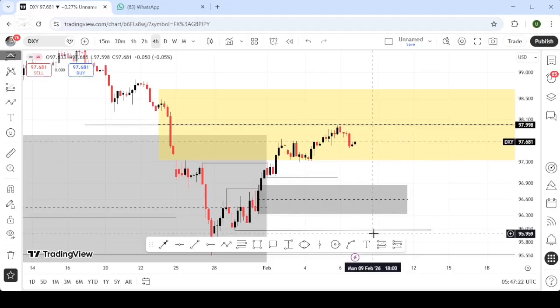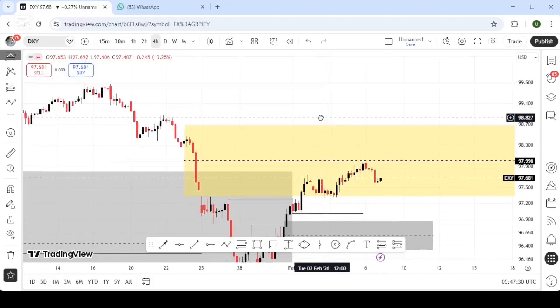You know that once we are looking forward to DSY dropping, it simply means that we are following the daily bias. Very simple. It simply means what? We are following the daily bias.